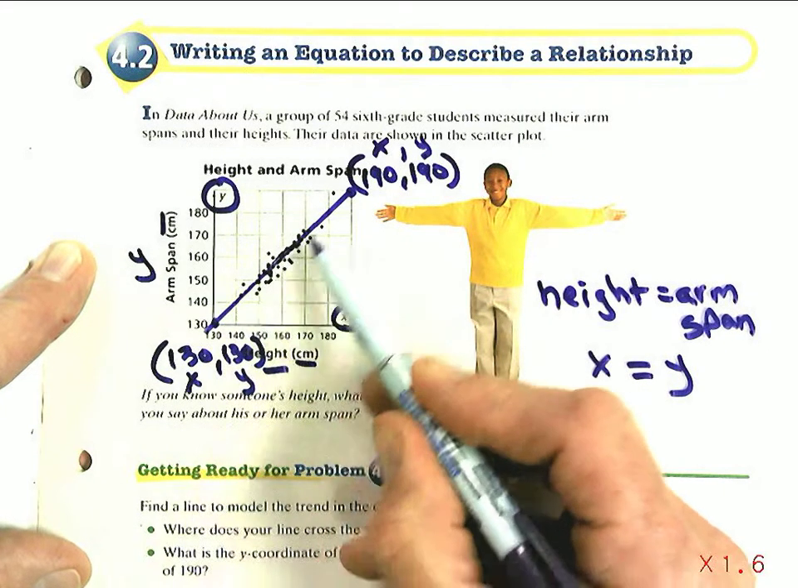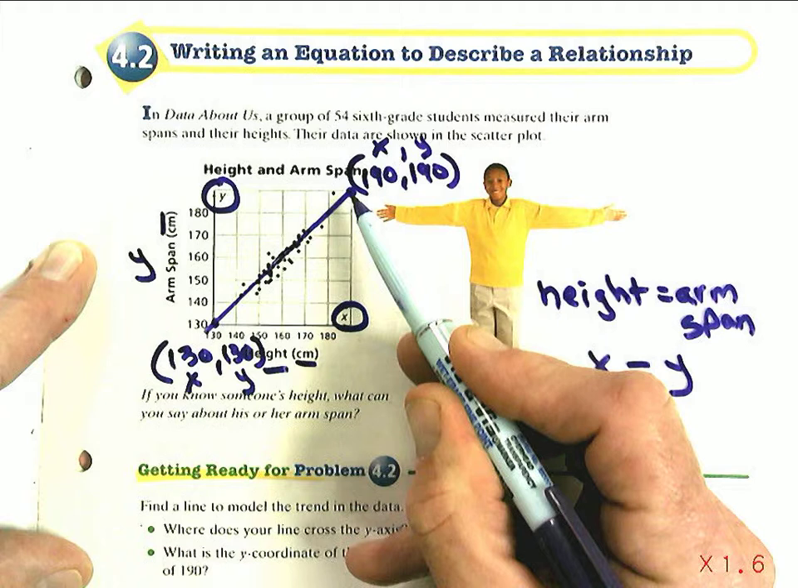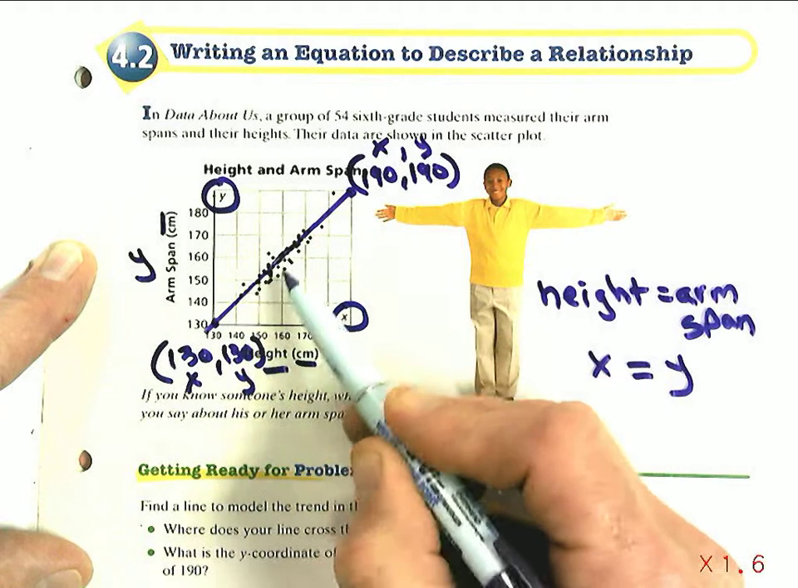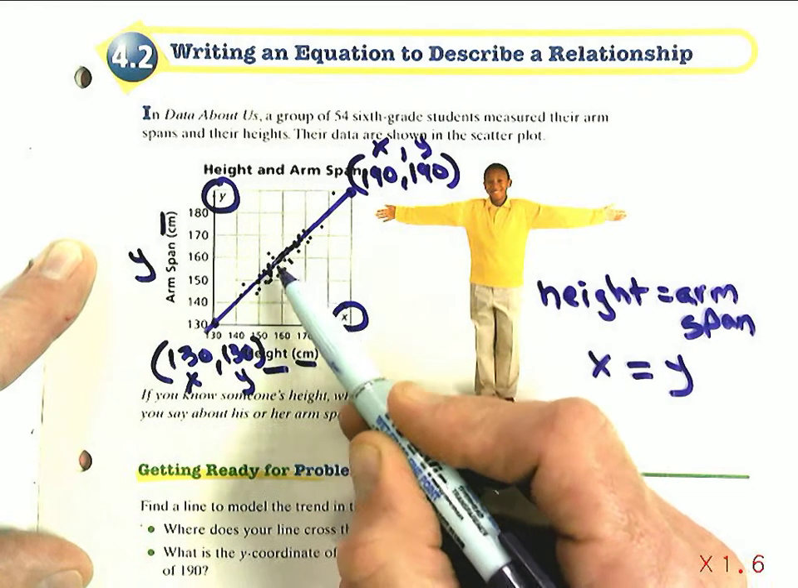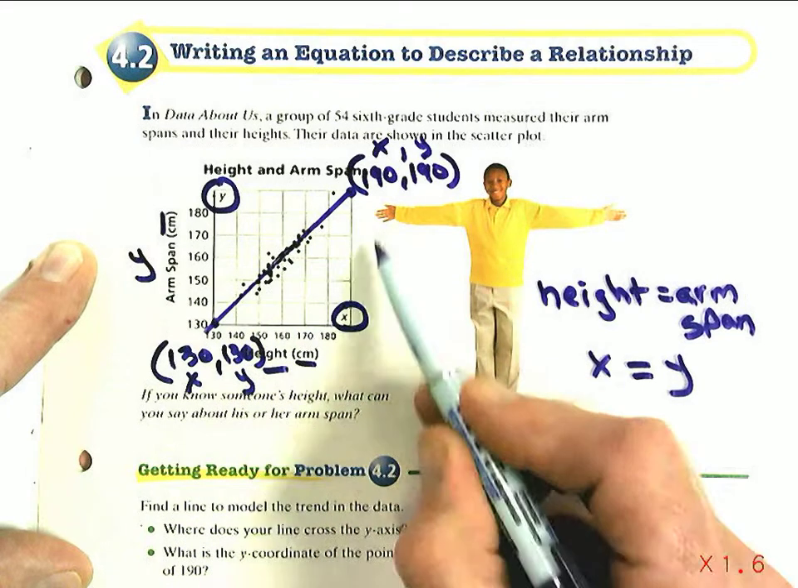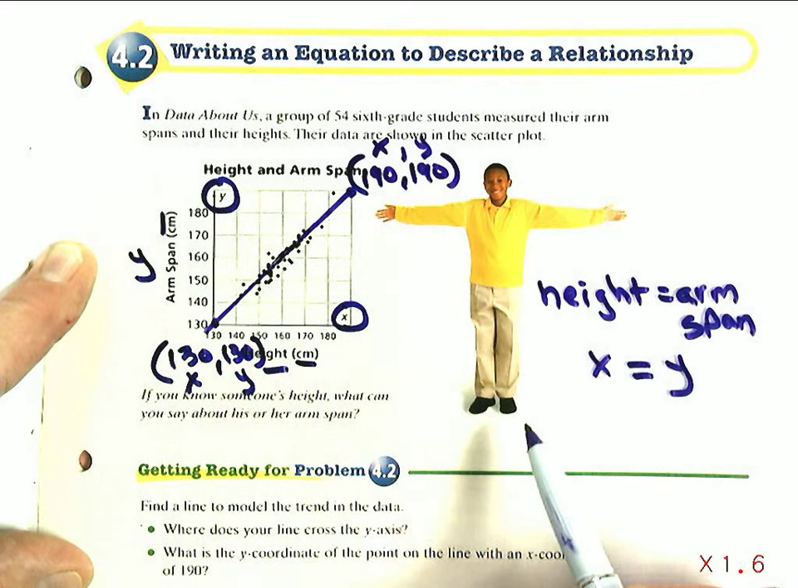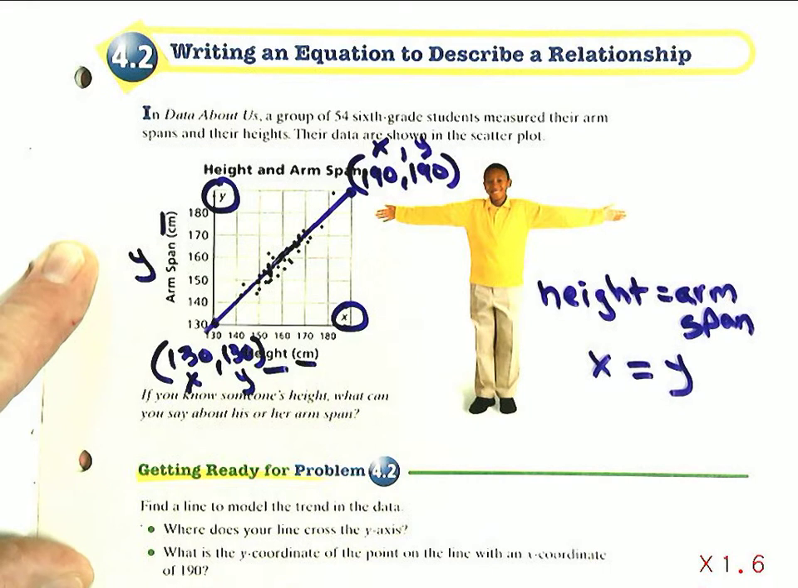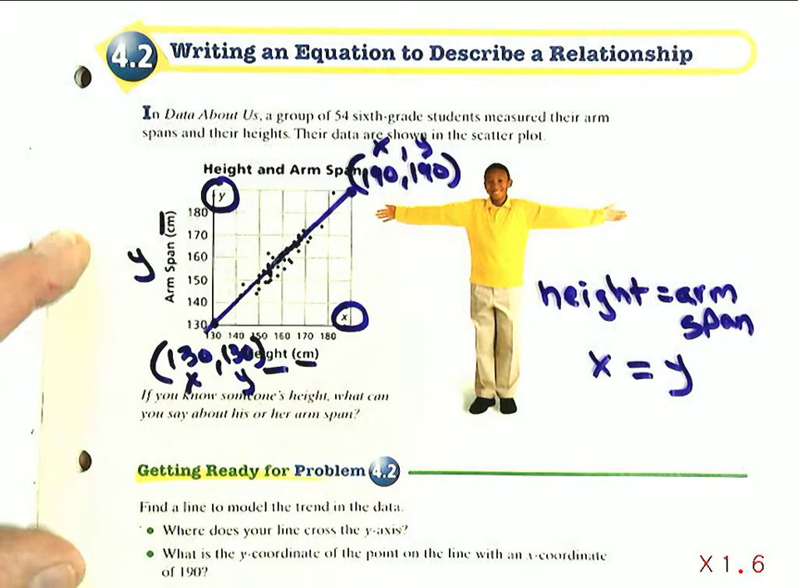And so that's why we call this a trend line, or maybe a best fit line. It's not exactly through all those dots. Every person is not exactly the same. But generally speaking, arm span is equal to height. And you can see that through the scattered data on this.